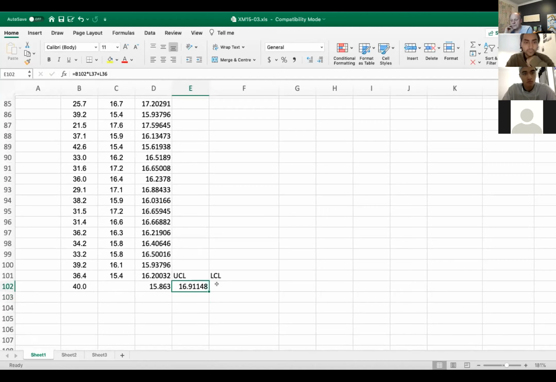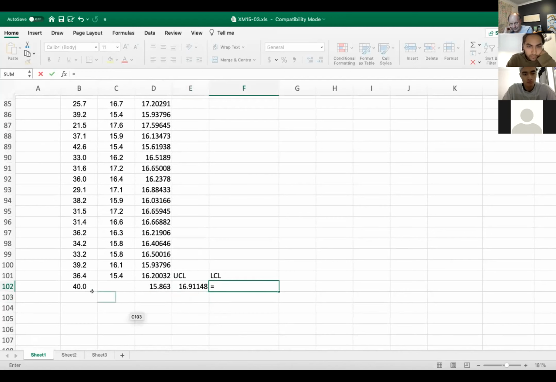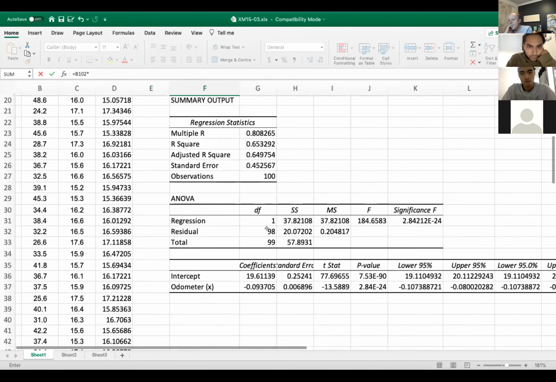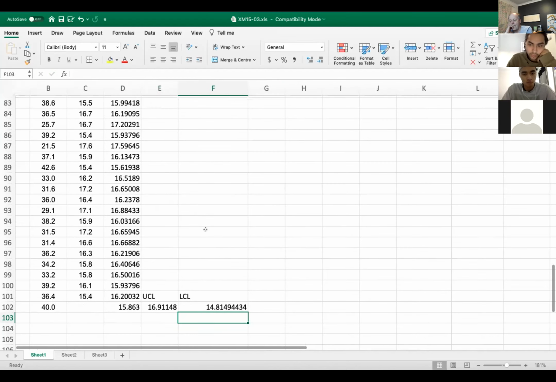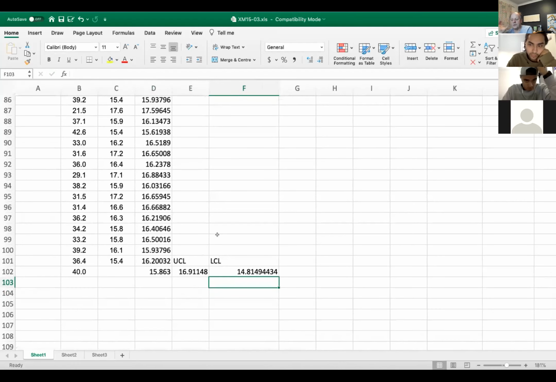Now we're going to do the same for LCL. Click equal, 40 times, scroll up, and now we want to do lower 95, that one, times the one below that, times K37, that one, plus the one above it. Press enter. So we know it's between 14.8 and 16.9 with 95% certainty.